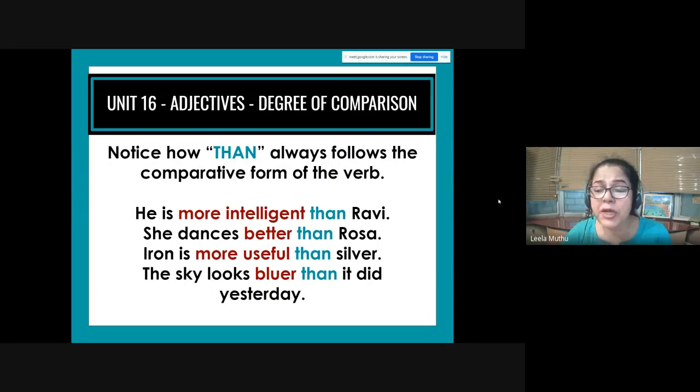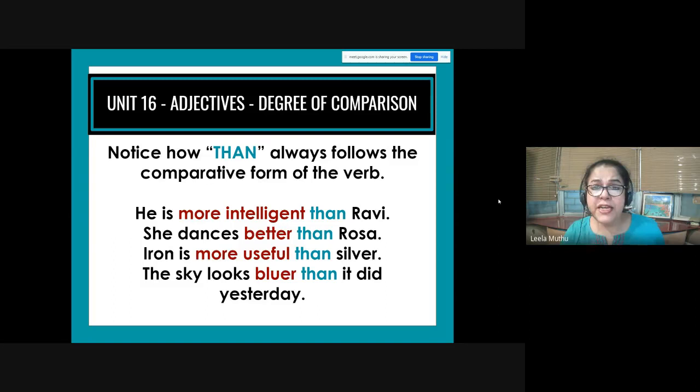Notice how than always follows the comparative form of the adjective. Sorry, I've written verb there. It is not verb, it is my mistake. I apologize profusely. Okay, the comparative form of the adjective, right? Than always follows the comparative form of the adjective. All right. Now look at this.